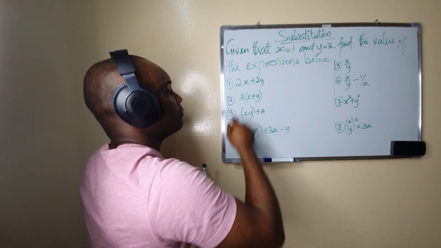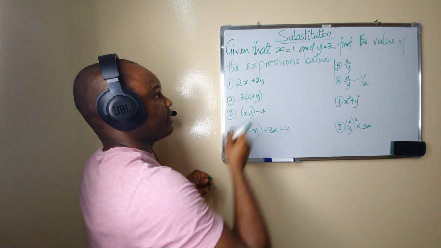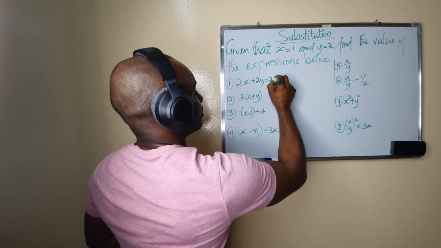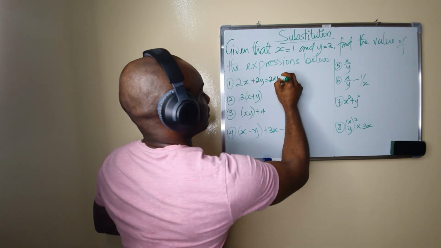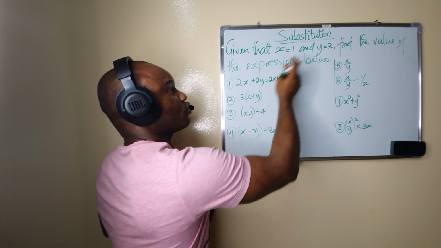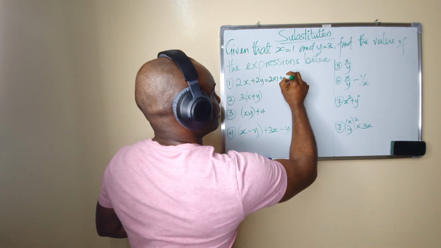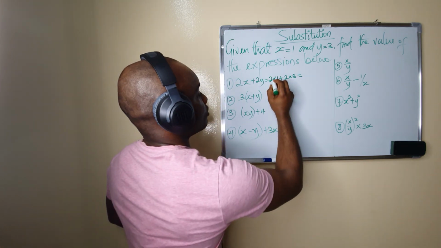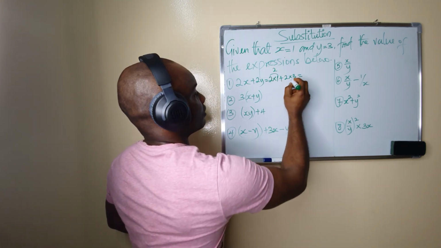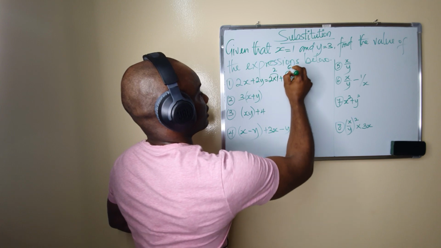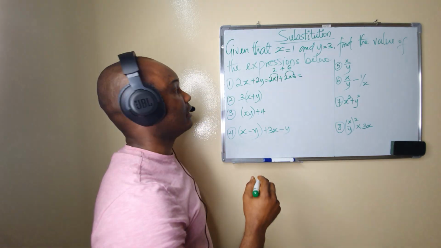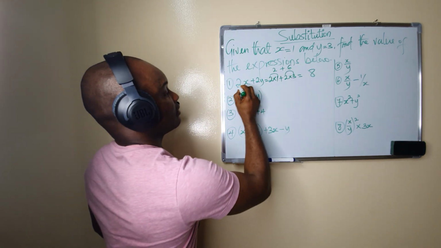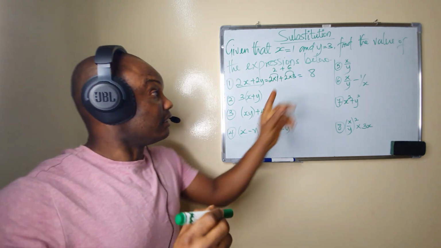Alright, so 2x means 2 times x. Therefore, since x is 1, I am going to write it as 2 times 1. Now, plus sign, 2y is not 23. Rather, it is 2 times 3. Now, let's solve. 2 times 1 is 2. 2 times 3 is 6. So I just have to add both of them together. 2 plus 6 is 8. So it means that 2x plus 2y is 8.